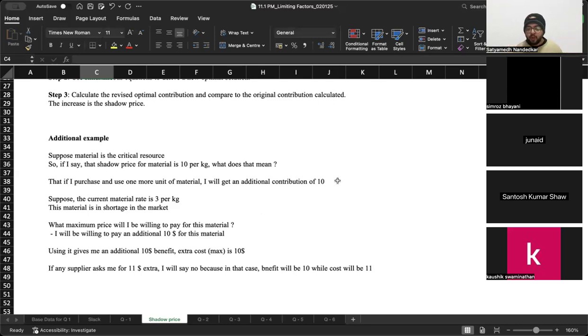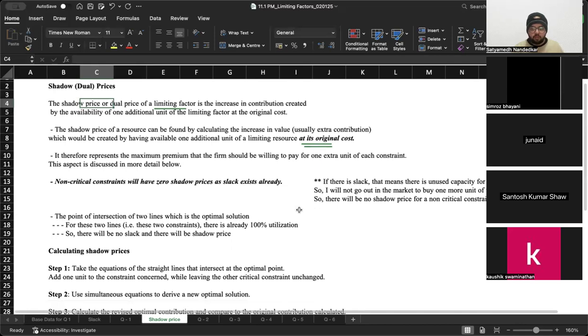I don't want it from you, because if I'm paying 11 rupees extra for the material, but it is generating an additional contribution of only 10, that means my purpose gets defeated, na? My purpose gets defeated, and there's no point in going ahead with this particular additional production, because उससे तो लॉस ही होने वाला है. So you might as well drop it. So shadow price is an important factor in decision making, in negotiation. All of these places the concept of shadow price is used.